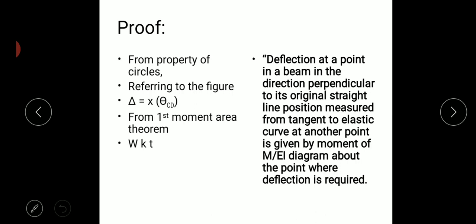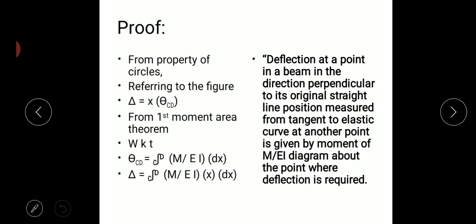From the first moment area theorem, we know that theta CD is the integration value of M by EI into dx. Therefore, delta will be theta CD into x. So we need to substitute that and we'll get the value of delta, the deflection at a point in the beam.